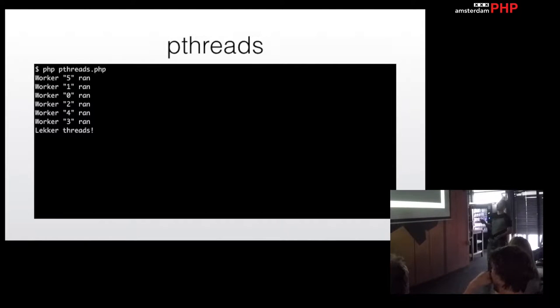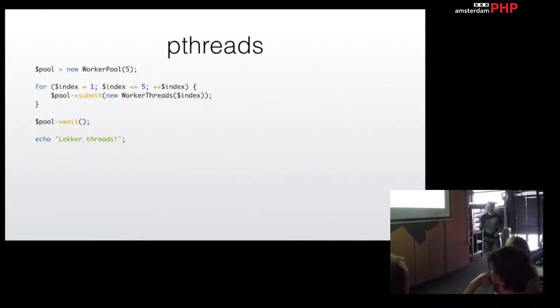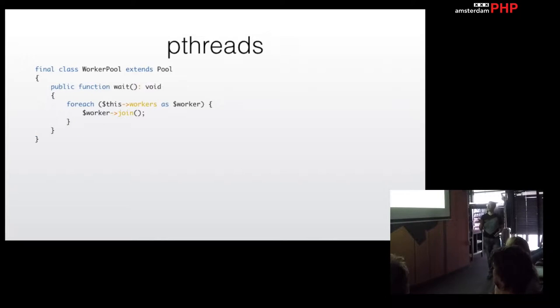So 5. Remember that the first one was 5, but it could have been any other number because they were in parallel. I just got lucky. And then I got everything, and just at the end I got the last thread. Because here I wait. And this wait, coming back to here, gets the workers and waits for all the workers to run.